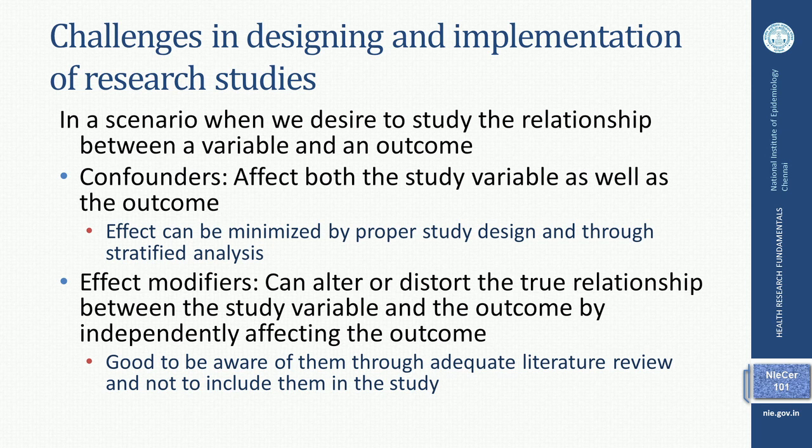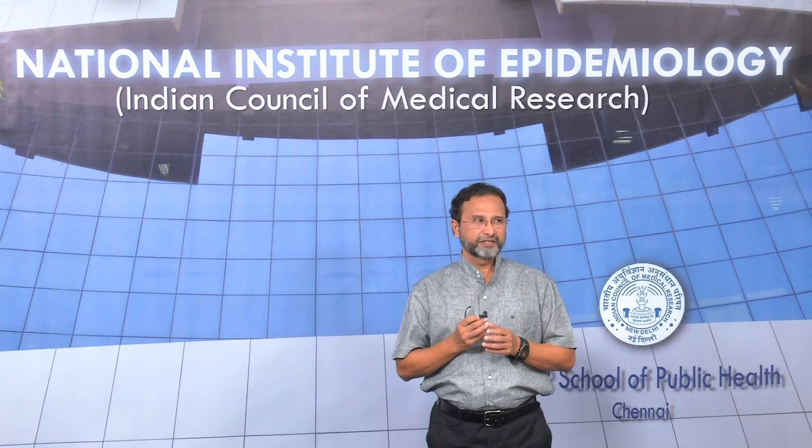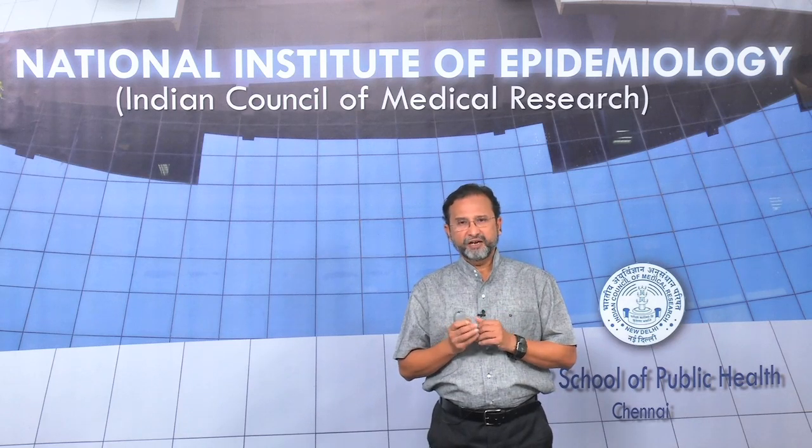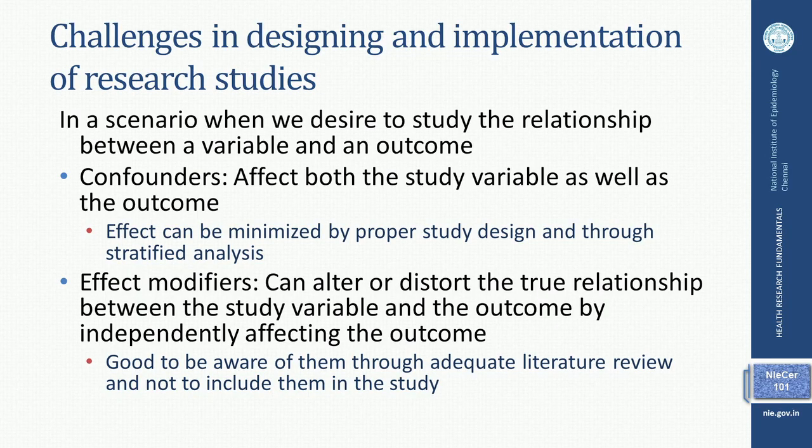confounding which happens in a research setting. Effect modifiers are a little difficult to deal with, because they can alter or distort the true relationship between the study variable that we are looking at and the outcome by independently affecting the outcome itself. So, theoretically it is a good idea to be aware of them and to also understand the kind of effect they are likely to make on the outcome variable. Also, one strategy that could be tried is to not include people with effect modifiers in the study.